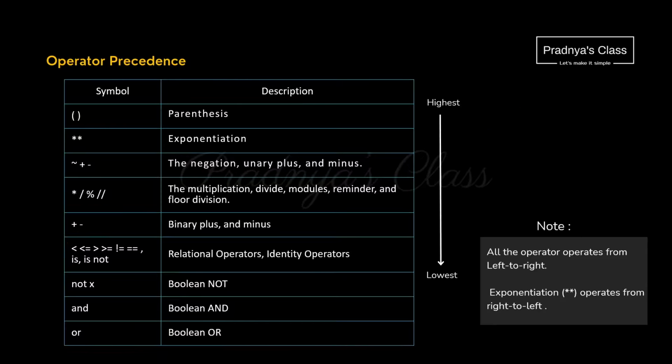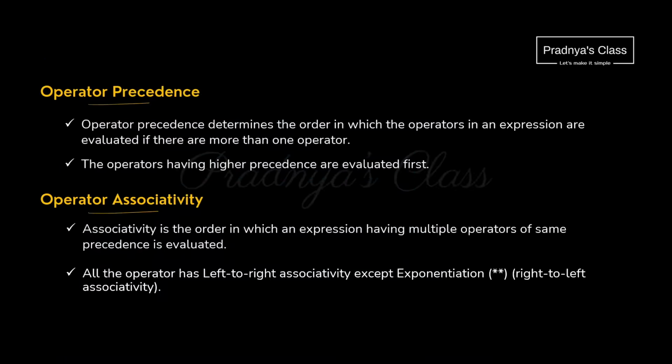Alright, we understood precedence. Then what is associativity? If in any expression you have operators of the same level, more than once, then how will it get evaluated? Generally all the operators get evaluated from left to right except exponentiation. It gets evaluated from right to left. This is called associativity. So if you get an expression like this, how will it get evaluated? We will evaluate from right to left because the exponentiation operator evaluates from right to left.